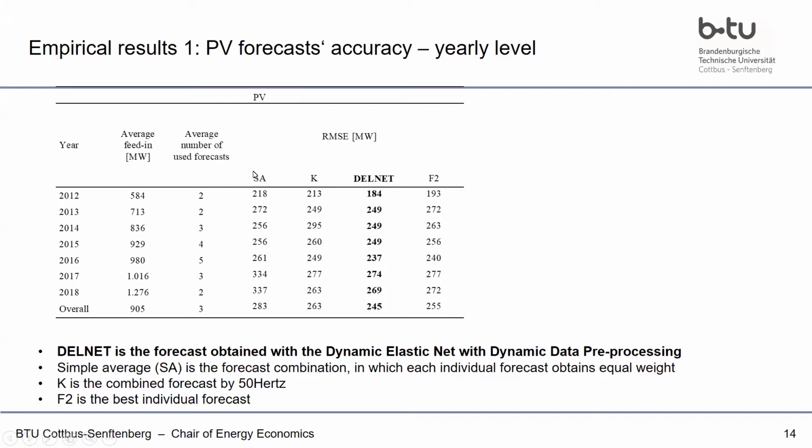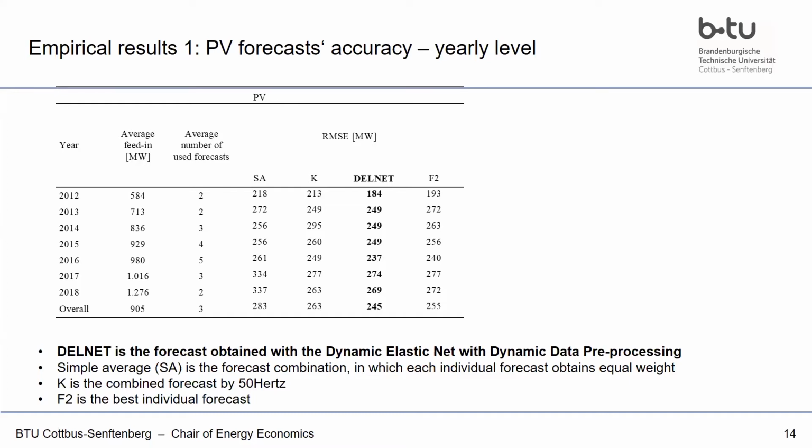SA stands for the simple average forecast combination, in which each individual forecast obtains equal weight in the combination. So if we have two forecasts, for instance, each of them will have a weight of 0.5. K here is denoting the combined forecast by 50 Hz, and F2 is the best individual forecast for PV.